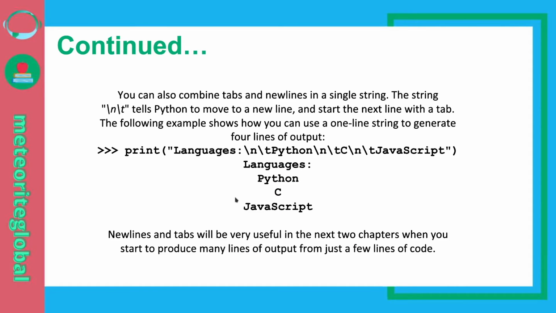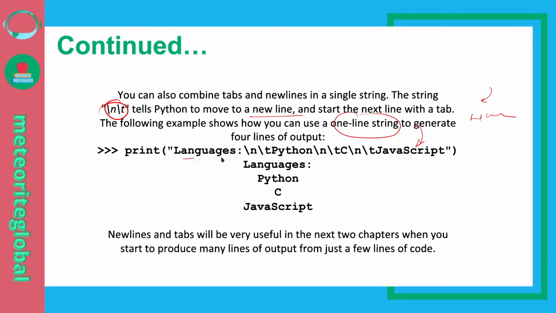We can also combine tabs and new lines in a single string, to make it more compact. The string backslash n backslash t here, this is very important, tells Python to move to a new line and start it with a tab. Like you need the next line, and then in the next line you need a tab, before anything that I write. This is an example of a one-line string to generate 4 lines of output. So let's give it a try.